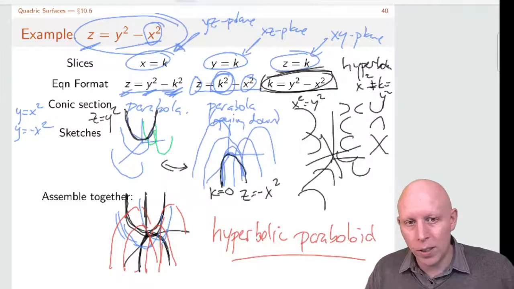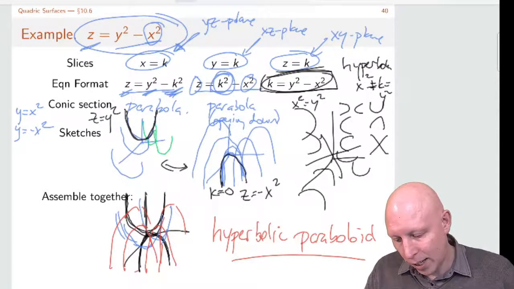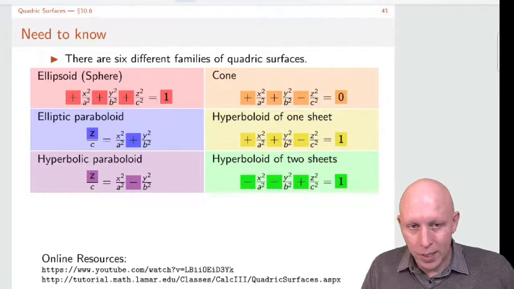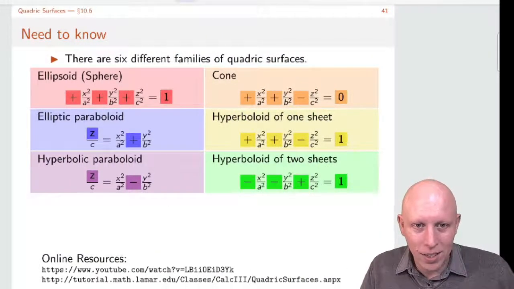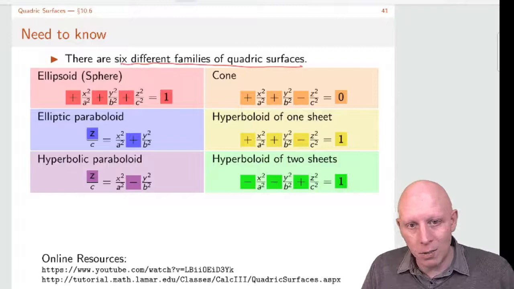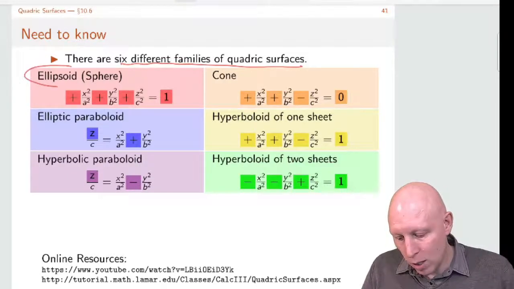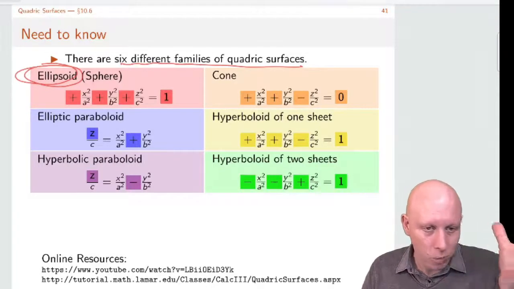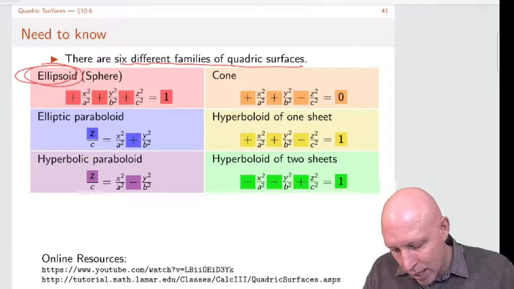And we'll take a look at that shape in a second. All right, so here's the takeaway message. There's 6 different families of quadric surfaces. So we can talk about ellipsoids. Ellipsoids are these functions that look like spheres but stretched in some direction.